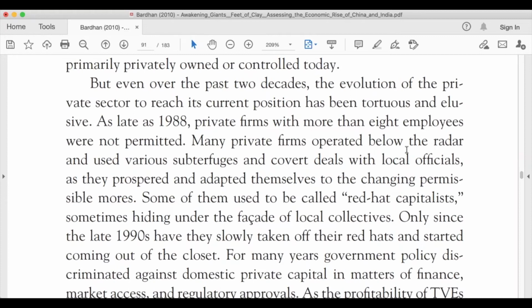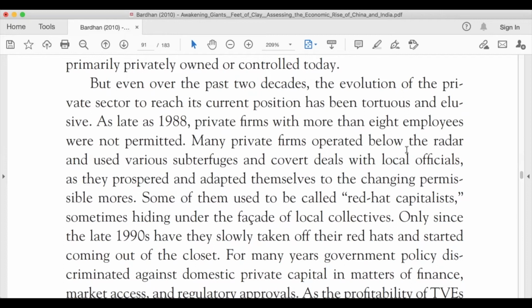As late as 1988, private firms with more than 8 employees were not permitted. Many private firms operated below the radar and used various subterfuges and covert deals with local officials as they prospered and adapted themselves to the changing permissible mores. Some of them used to be called red hat capitalists, sometimes hiding under the facade of local collectives.